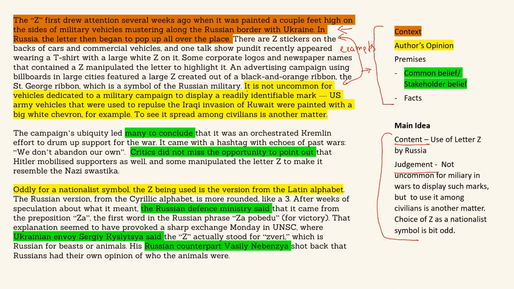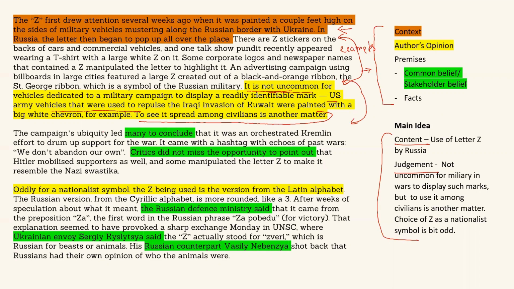And here it comes. It is not uncommon for vehicles dedicated to a military campaign to display a readily identifiable mark. So this is the author's opinion. And here the author has given one example: the US Army did this. To see it spread among civilians is another matter. So this is the author's opinion. The entire first paragraph was written to get to these last 2 lines: that the letters had popped up everywhere, and it is not uncommon for a military vehicle to do so, but among civilians, this is another matter.